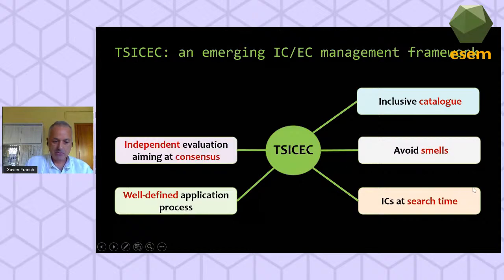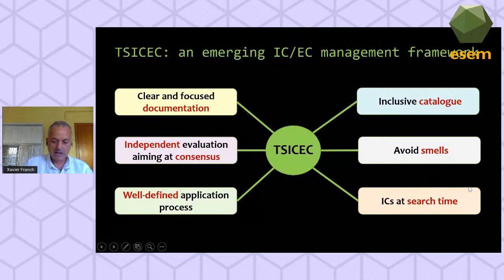Fifth, we provide some hints about the authors' involvement, and we propose independent evaluation as much as the team allows, aiming at consensus with periodical meetings in order to arrive gradually at such consensus. And sixth, a clear and focused documentation, and we provide some concrete guidelines in order to document the application process in a typical systematic mapping report or tertiary or systematic literature review reporting.